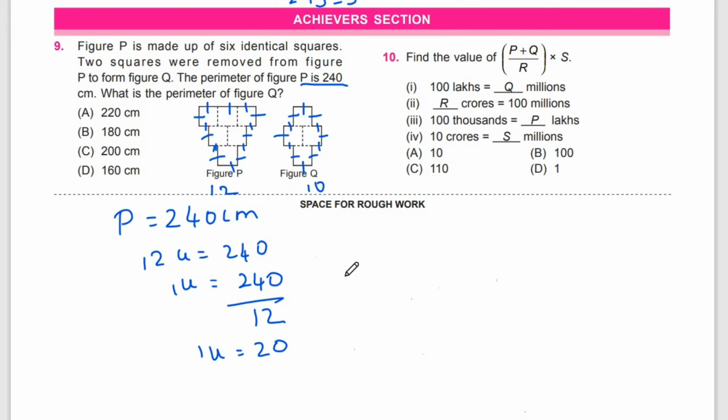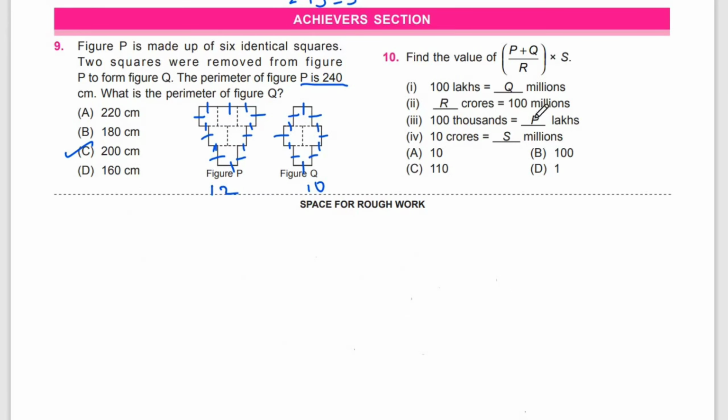So 1 unit is 20 centimeters. What about 10 units? 10 units will become 20 times 10, which is 200 centimeters. So the perimeter of figure Q is 200. Do we have that option? Yes, we have this option. 200 centimeters is our correct answer. Wasn't it easy? It looked really difficult. We thought, how will we solve it? But when you do it like this, it will be easy for you to solve.